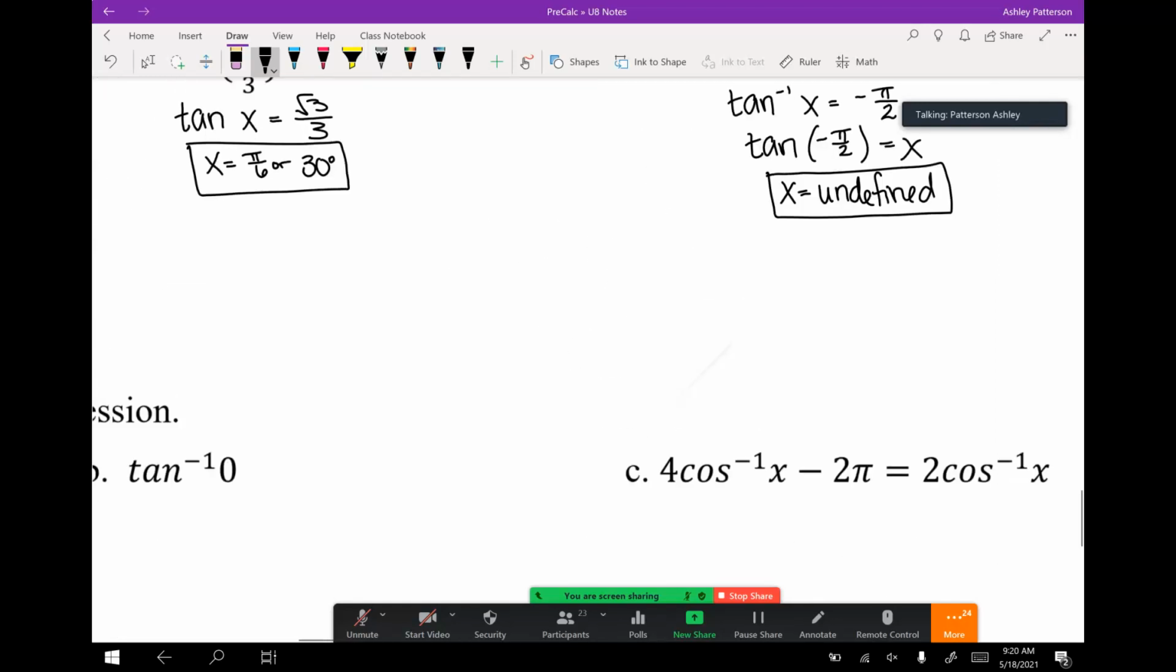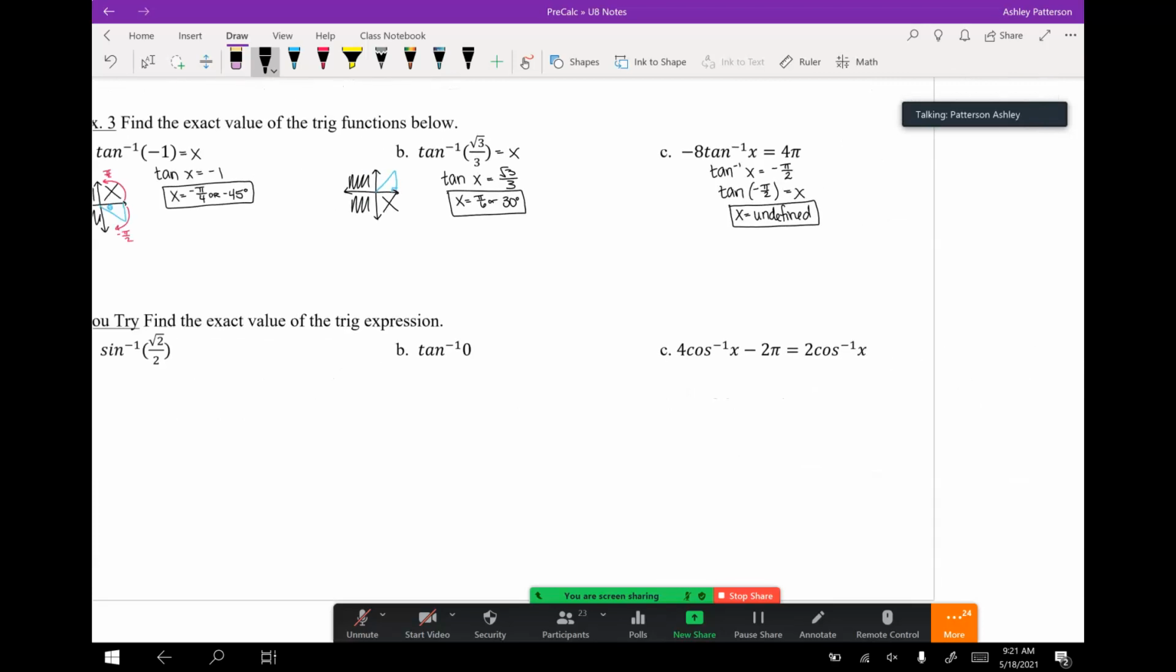Sweet. All right, ladies and gentlemen, I have 3 that I would like you to try on your own, please.